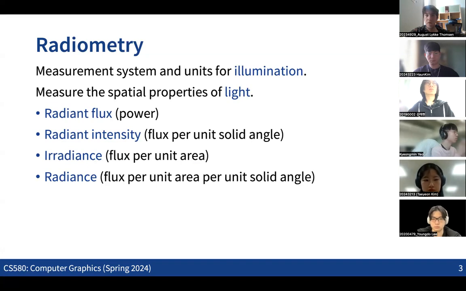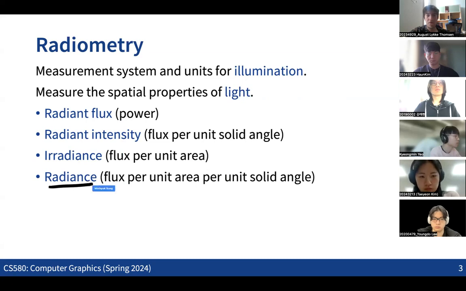We are first going to discuss the radiant flux, which is about the power, and the radiant intensity, which is the power per unit solid angle. We're going to see the meaning of the solid angle, but it's basically more about the direction of the light. Irradiance is not the power per solid angle or direction, but the power per unit area. And radiance is the power, the flux, per unit area and also per unit solid angle. Those are the four main terms that we are going to discuss today. So keep this in mind.